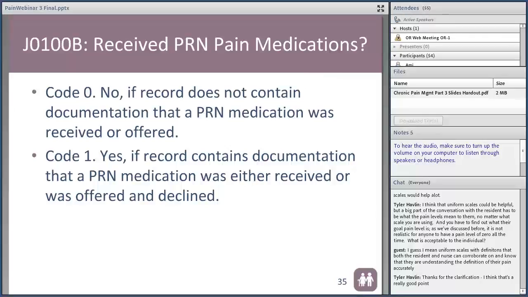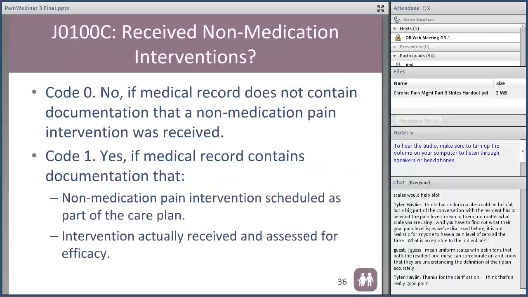100B, receiving a PRN pain medication, code no, 0 if the record does not contain documentation that a PRN medication was received, and then code yes if the record contains documentation that medication was received or was offered and declined. And that's real critical. If we offered it and they declined it, we need to make sure that that's documented in our record and that it's coded on that MDS.